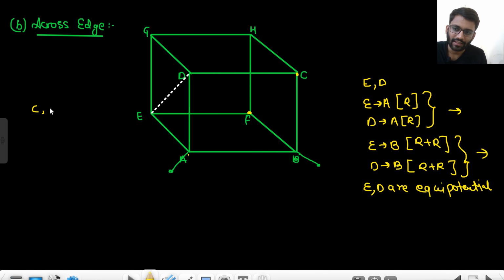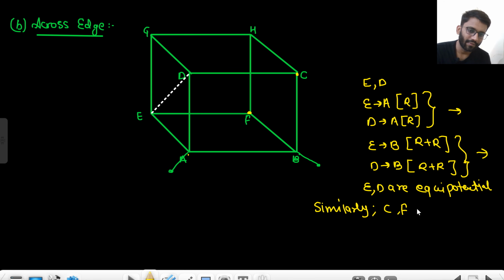Let's talk about C and F. So it will be similar only, right? From C to B it will come R, F to B it will come R, C to A it will go to R, C to B it will go to R. So these two are also equipotential. So I can write it here only. Similarly, C, F are equipotential.